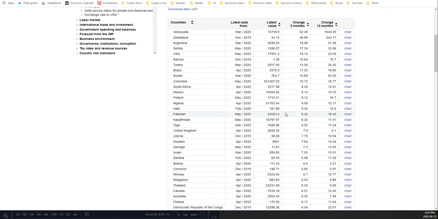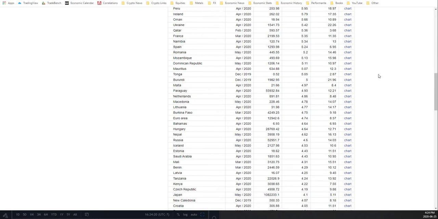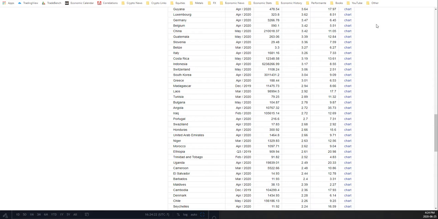United Kingdom, we can see change 7.9. Mexico 9.14, and then we see places like Venezuela, 82%. Change in the last 12 months, like 1,600% change. Zimbabwe 244%. Pretty crazy stuff, right? So it can happen. It can happen.